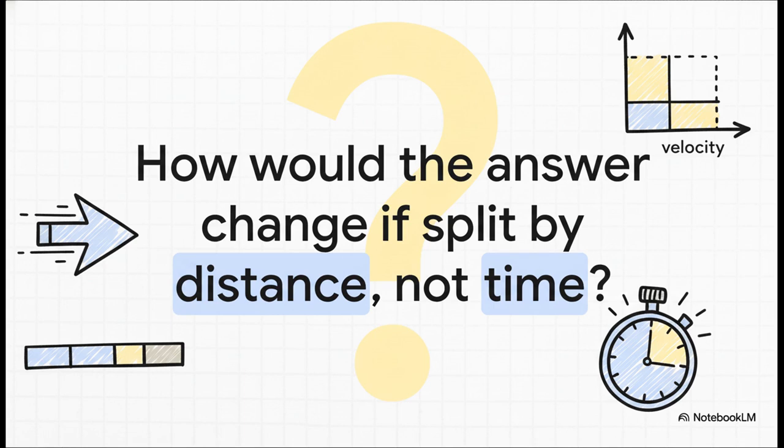Now, to make sure you've really got this, I'll leave you with a challenge. What if the problem was slightly different? What if that second half of the trip was also split by distance? You know, you travel at v1 for half the remaining distance and v2 for the other half. How would that change the final answer? Think about it. You've got all the tools you need to figure it out.